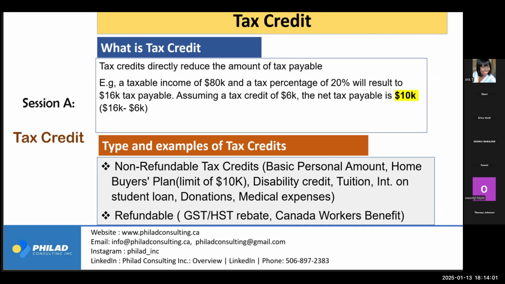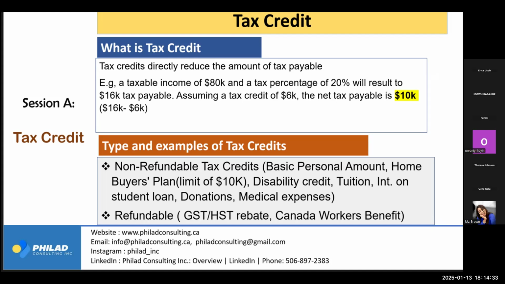Now let's switch the coin. Let's assume your tax payable is $1,000 and your tax credit is 6,000. So the difference is like a $5,000 refund. But hold on, before you get that refund, tax credits are divided into two: non-refundable tax credits and refundable tax credits. That's one thing we need to spend a little time on, to help people understand which kinds of credits are applicable.